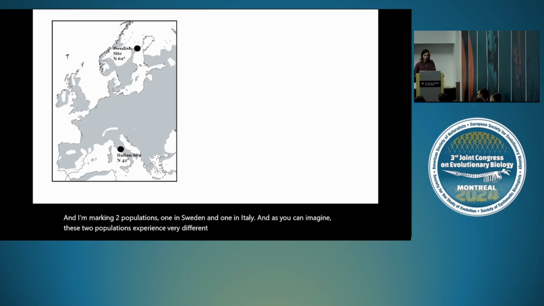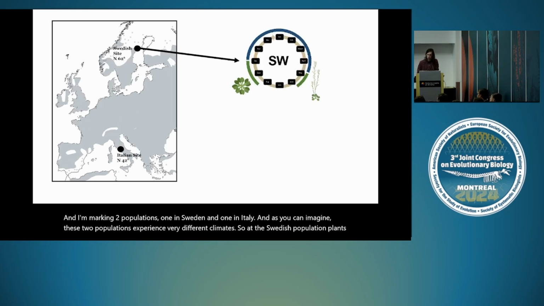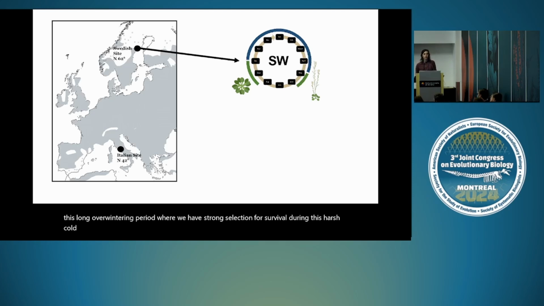So at the Swedish population, plants are living as winter annuals. They're germinating in late summer or fall, and then have this long overwintering period where we have strong selection for survival during this harsh, cold winter. And then they are flowering and producing seeds in the spring.